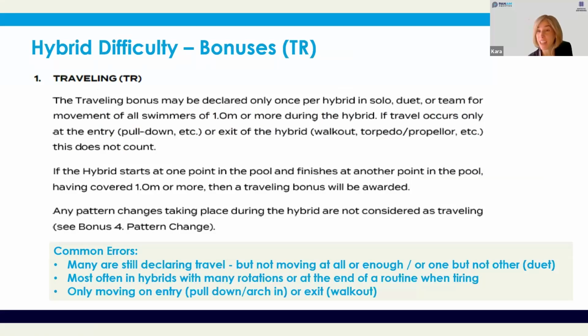If you're going to declare it, do it. It's as simple as that. It's very black and white. Hybrids with lots of rotations are at risk of not traveling. It takes highly skilled athletes that can do all those R7s and R5s and keep moving a meter or more. So be sure that moving has to happen in the middle of the hybrid. It can't just be on your entry or exit. We're looking for the 1 meter or more clearly happening as they're doing the hybrid.